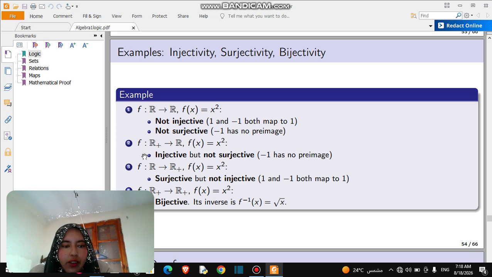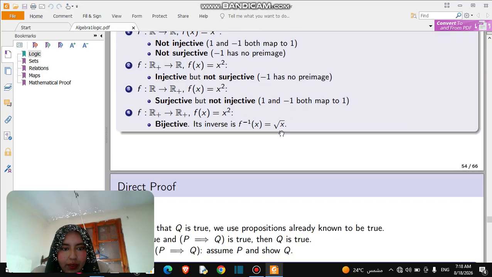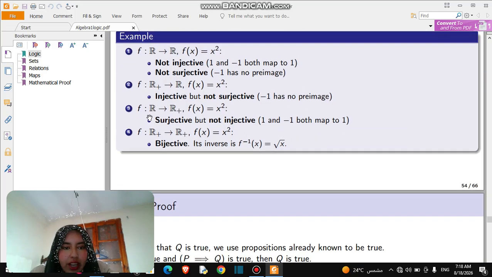If we take f of x equals x squared and change the starting space to R plus, it is injective but not surjective by the definition. Why not surjective? Because minus 1 has no pre-image. If we change the space so that f takes values from R into R plus, f of x equals x squared is surjective but not injective, because 1 and minus 1 both map to 1.